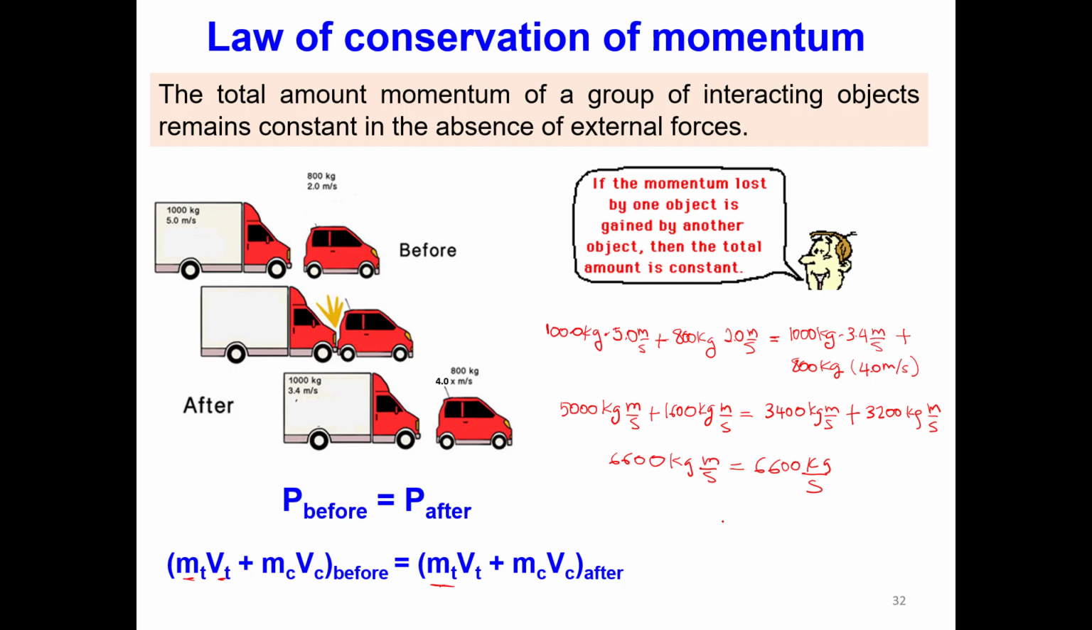And we can apply this one because what happens during the collision is that the momentum that is lost by one object is gained by the other object. And this is why at the end the total momentum is the same, it's constant. The momentum that is lost by the truck is gained by the car. This is why when we add the momentums just before and after, we have the same value, a constant value.